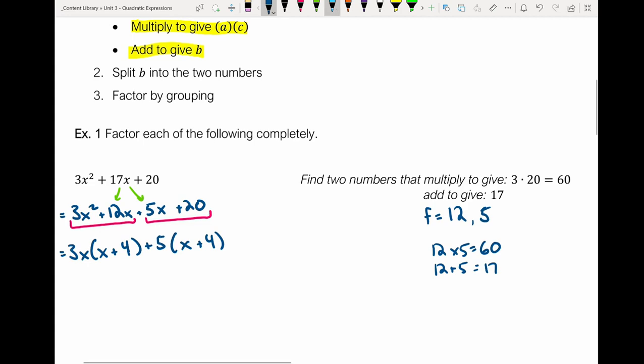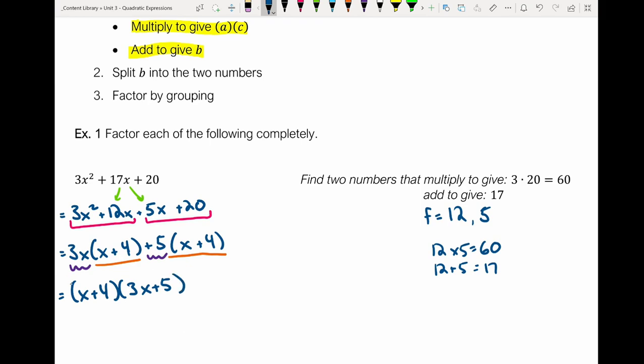Now I have a common factor, so I can factor by grouping, because I have a common factor of this group, x plus 4, the entire bracket. I'm going to take that out. X plus 4 is going to come out, and my next bracket is going to contain all that remains. So in this case, the 3x plus 5.